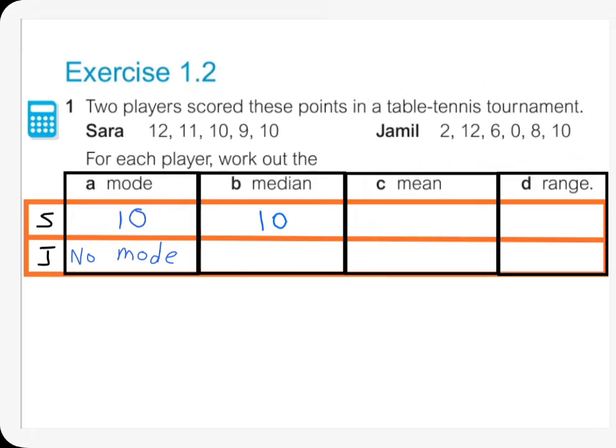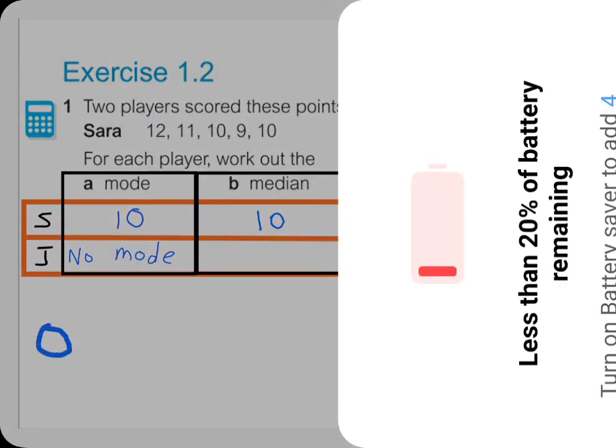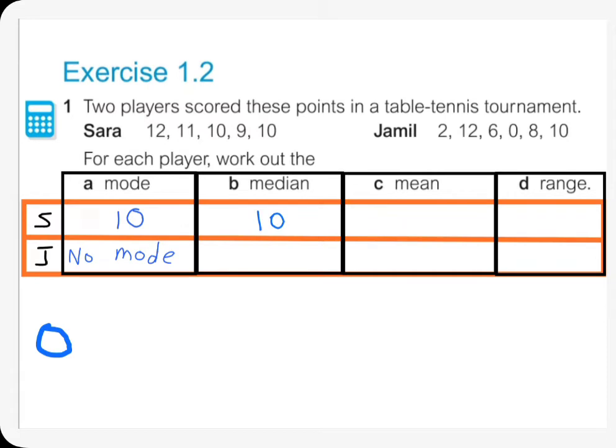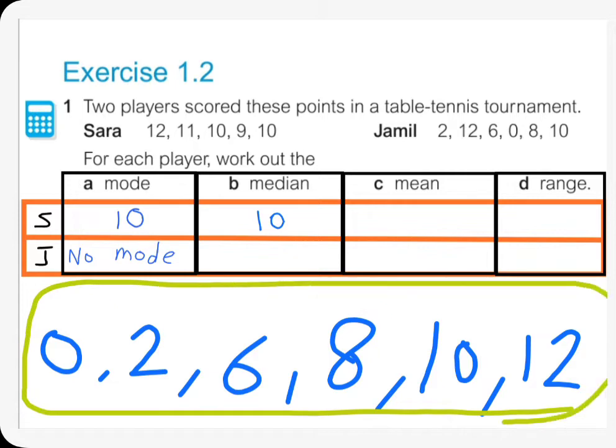Very good. Now let's work on Jameel's data. First, we write it in order, as I said. The smallest one is what? Very good, it's 0. Now, let's write Jameel's data in order. The smallest one is 0. And then we have 2. And then 6. Then 8. Then 10. And the last one is 12. Now, when you take a look at Jameel's data, you'll find it's an even number. Jameel has 6 parts of data.